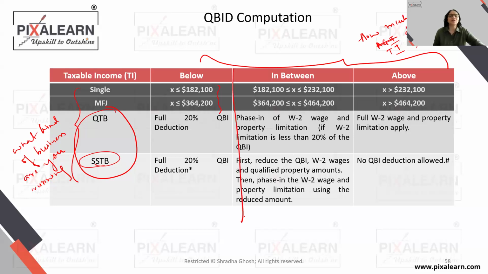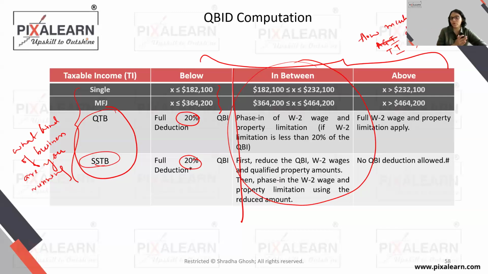So below the threshold, it's very easy. If you're not earning a lot of money, I really don't care whether you're a QTB or an SSTB. You get a full 20% qualified business income deduction. So general rule, they don't ask you here. QBI is an area which is dealt with really superficially in EA. We are not digging that deep. First, they will question you on what kind of a business are you running and can you classify it under QTB or SSTB. And then it's only the first and the last provisions that are tested.